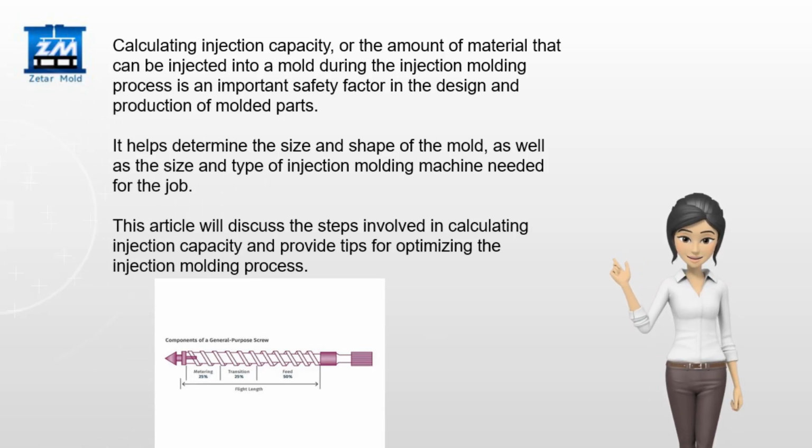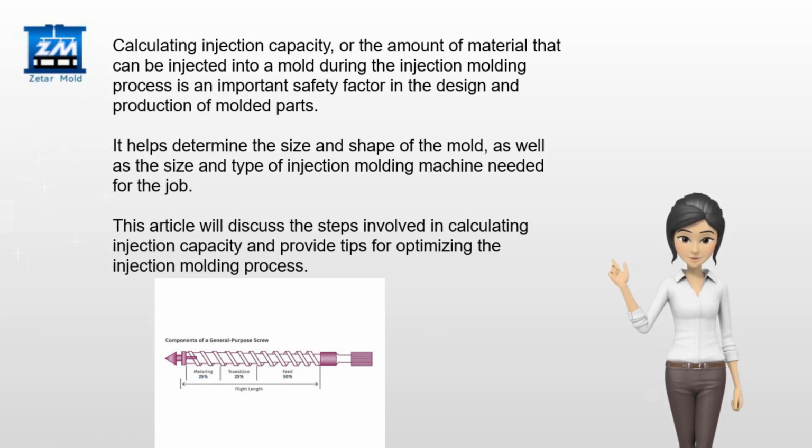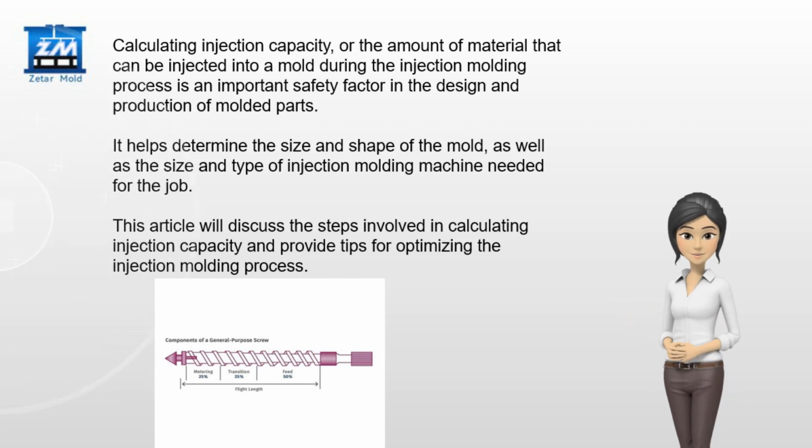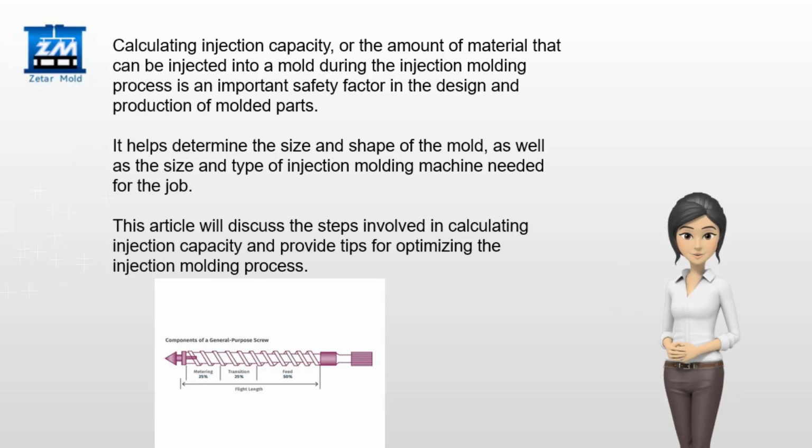It helps determine the size and shape of the mold, as well as the size and type of injection molding machine needed for the job. This article will discuss the steps involved in calculating injection capacity and provide tips for optimizing the injection molding process.